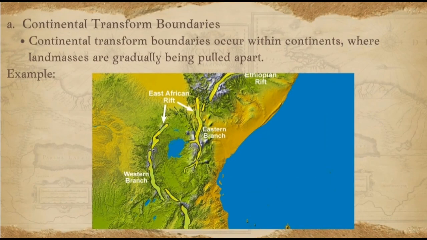While continental transform boundaries occur within continents, where land masses are gradually being pulled apart. They are characterized by a series of faults and valleys, and they can eventually lead to the splitting of a continent into two or more pieces. The East African Rift Zone is an example of a continental transform boundary, which you can see in the picture. Continental transform boundaries can involve either vertical or oblique strike-slip faults.